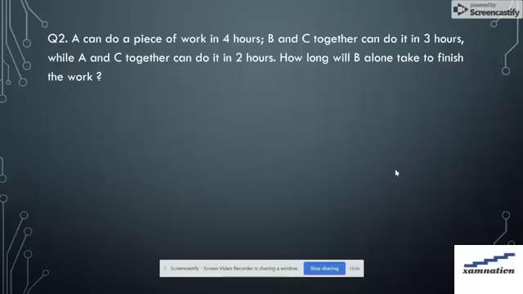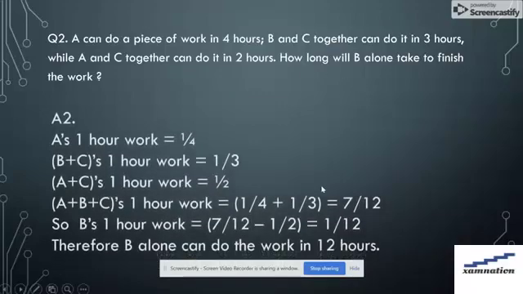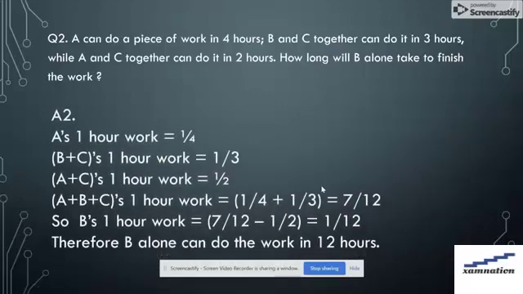Here, it will be easier if you think about simultaneous equations, where with x and y, we have two equations and then we find out individual values by cancelling out. So it is similar to that. Let's see how it's done. So here we're using the unitary method. So A's 1 hour work is 1 upon 4. B plus C's 1 hour work is 1 upon 3. And then A plus C's 1 hour work is 1 upon 2.